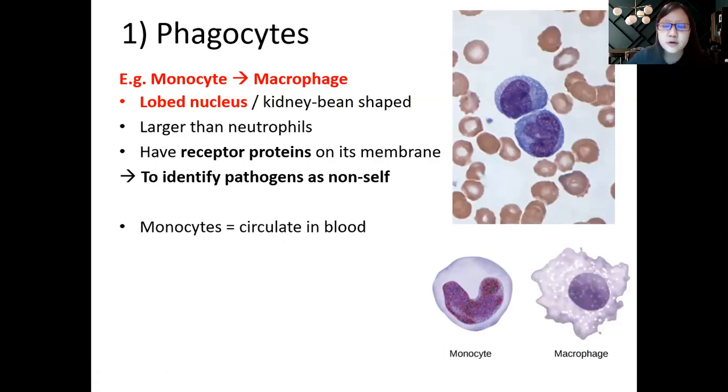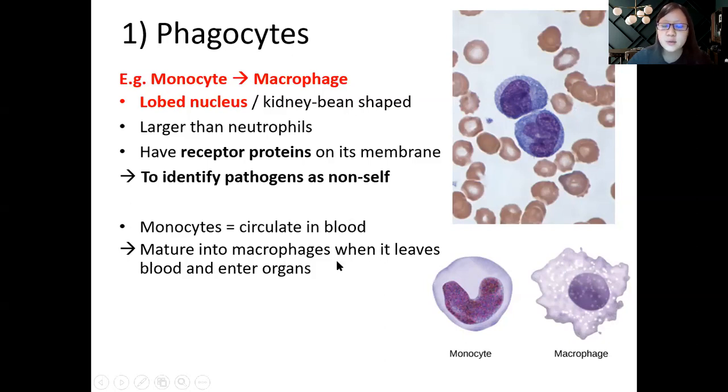But monocytes and macrophages are those who patrol around the tissues. They are like police on motorbikes or police cars, driving around, making sure everything is safe. When they are circulating in blood, they are called monocytes. But when they leave the blood and enter into organs and tissues, they are called macrophages, and that is the more mature form.